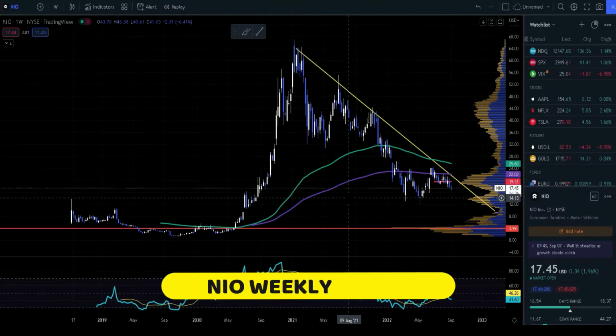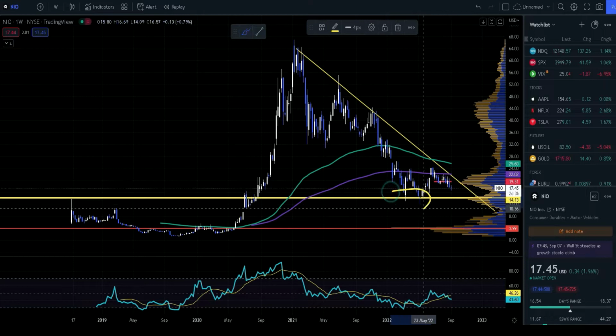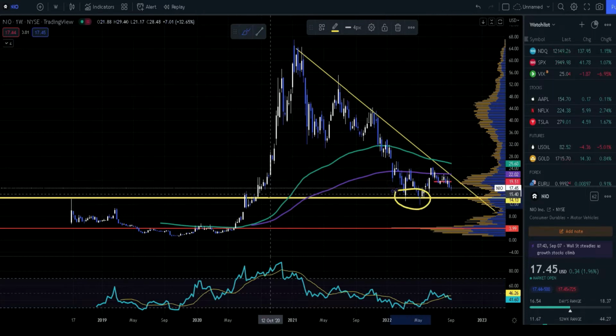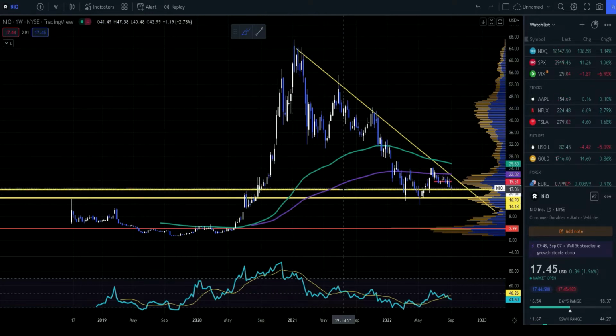First I will mark up some support and resistance levels, starting with $14. As you can see, we saw good support in this area recently. Even over here, this was resistance first but converted to support, and we saw this huge bull run. Next support level is at $17.